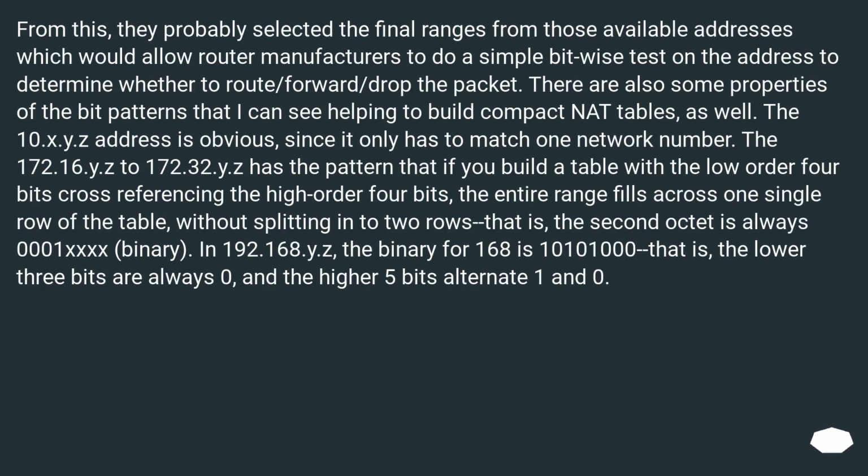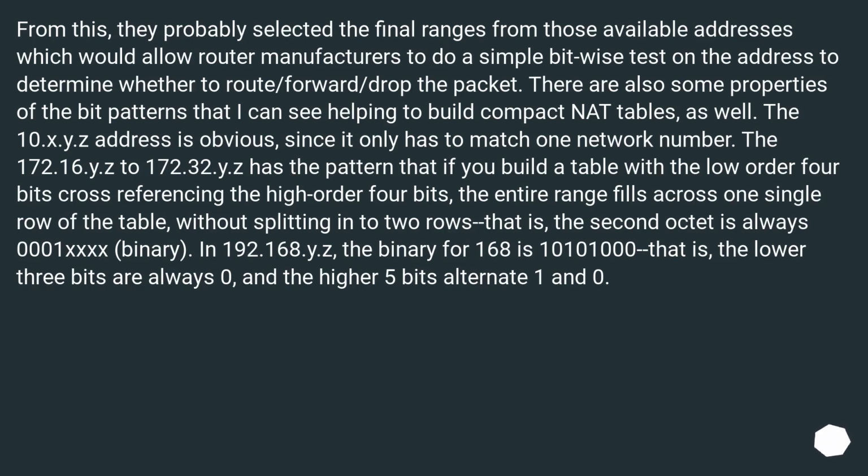From this, they probably selected the final ranges from those available addresses, which would allow router manufacturers to do a simple bitwise test on the address to determine whether to route/drop the packet. There are also some properties of the bit patterns that I can see helping to build compact NAT tables, as well. The 10.x.y.z address is obvious, since it only has to match one network number.